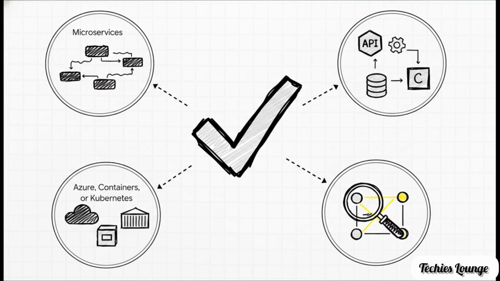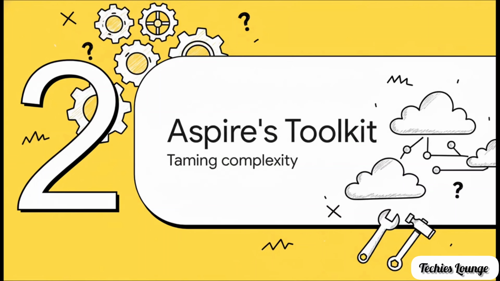So who is this for? Well, Aspire is really in its element with modern architectures. If you're building microservices or any system where you've got an API, a background worker, a database, and a cache all trying to talk to each other, you're in the sweet spot. It's also a lifesaver for teams that are just plain tired of fighting with service discovery or setting up monitoring tools by hand.